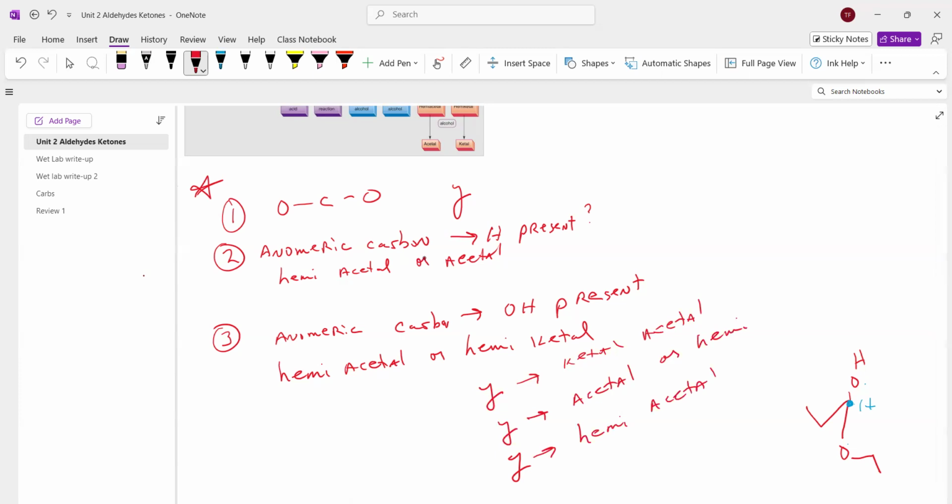So number one, is OCO present? In other words, we have two oxygens attached to one carbon. If so, then it's one of the four: hemiketal, hemiacetal, or full-blown acetal or full-blown ketal. Okay, so we've got the H there. Yes, that means it's some kind of acetal, either hemi or full-blown. And we have an OH, that means it's a hemiacetal.